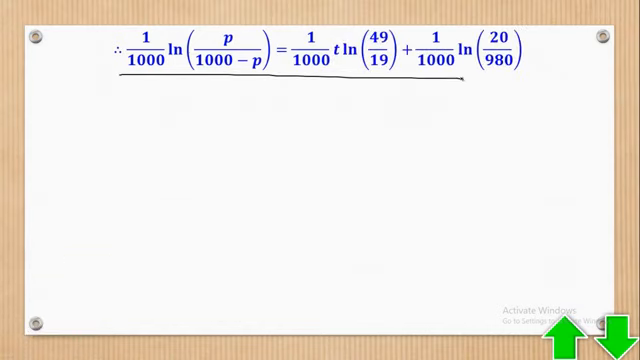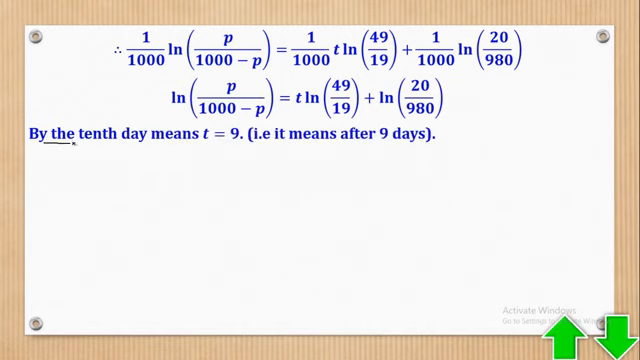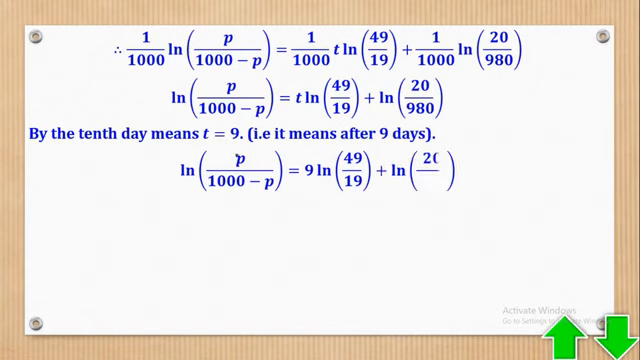Therefore, now the equation becomes that. I think we realize that now it has only p and t. Therefore, we can use it to answer the questions asked. So now they said by the 10th day. By the 10th day means t is equal to 9. Why? Because it means after 9 days. Therefore, we should come and substitute t equal to 9 and be able to get the value of p.